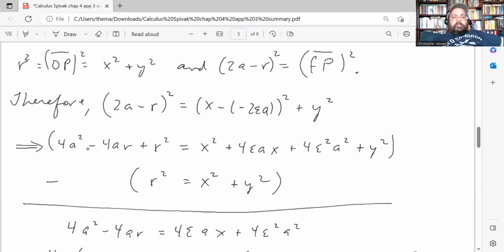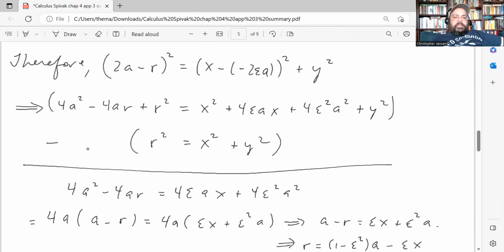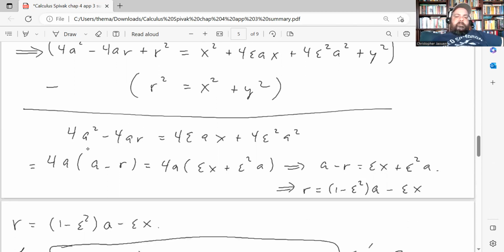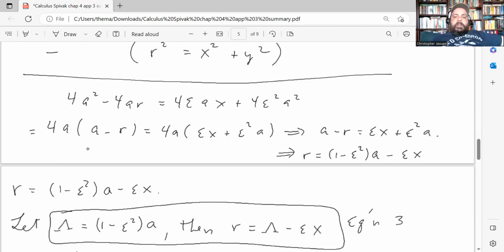And then just multiplying everything out and combining like terms, you get this expression that the arrow is pointing to. And if I subtract r squared from the left-hand side, which is equal to x squared plus y squared, and I subtract that from the right-hand side, we get the equation 4a squared minus 4ar equals 4εax plus 4ε squared a squared. We can factor out a 4a on both sides and cancel them because a is not 0. And that gives us a minus r is εx plus ε squared a, and now we can solve for r in terms of x. So r is equal to (1 minus ε squared)a minus εx.